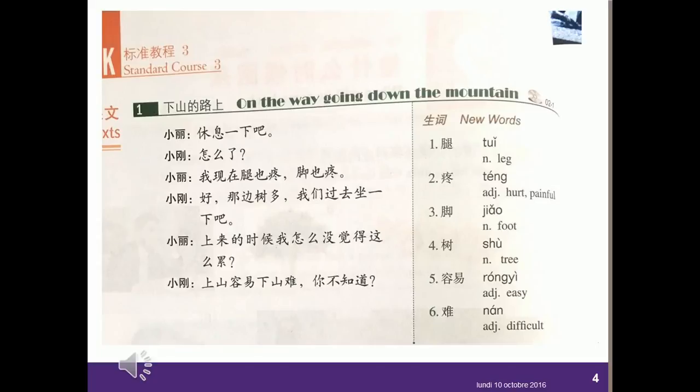小刚说，怎么了？怎么了? Asking about the situation. What happened? 怎么了? 小丽 says, 我现在腿也疼，脚也疼. So now, 现在 means now, right? As a time adverb, you can put it in front of the whole sentence, in front of the subject, or you can put it behind the subject.